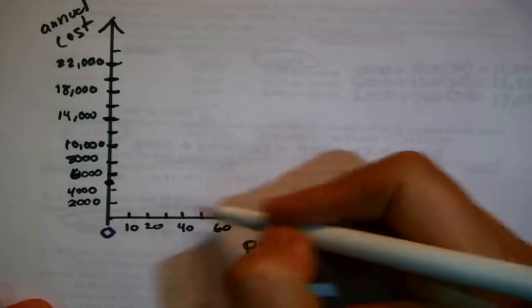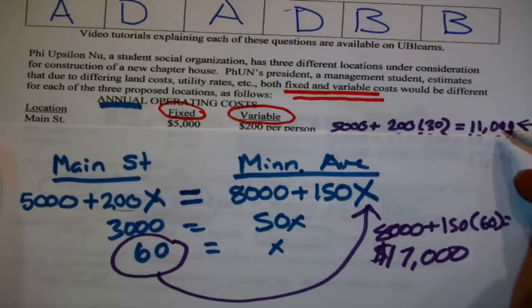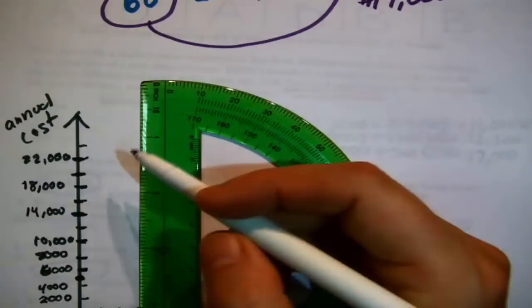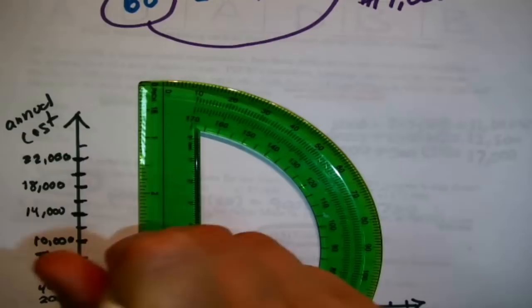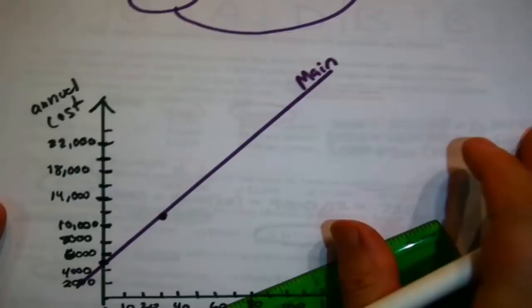I could figure out what the cost is for any one of these other numbers, or I could remember that actually that has already been done for a particular number right here. The question before, we figured out specifically that the cost of 30 people living at Main Street is $11,000. 30 people is right here on my graph. There's 10,000, there's 12,000, 11,000 would be right in the middle. Label it immediately so we don't confuse it with anybody else. This is what Main Street looks like.